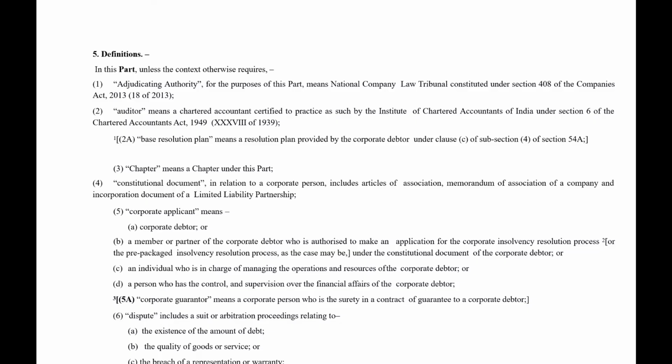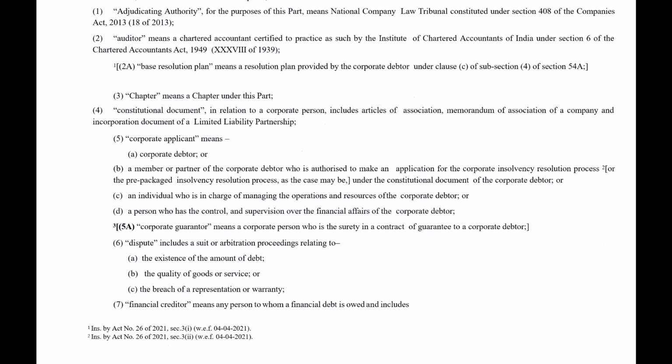Auditor means a chartered accountant. Base resolution plan. So there is a concept of base resolution plan also, which is there in case of pre-pack, about which we will read in detail. Some of the definitions may not be understandable at this stage, but when we read the provisions in detail, then we'll again come back to these definitions. Chapter means a chapter under this part. Constitutional document in relation to a corporate person includes articles of association, memorandum of association of a company, and incorporation document of a LLP.